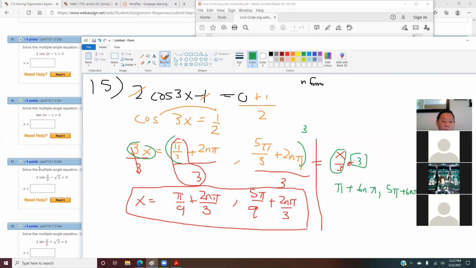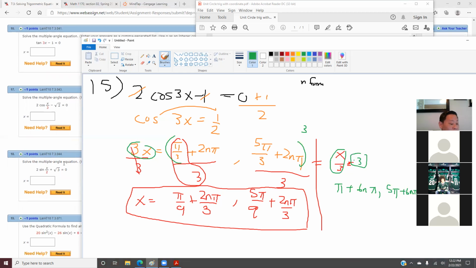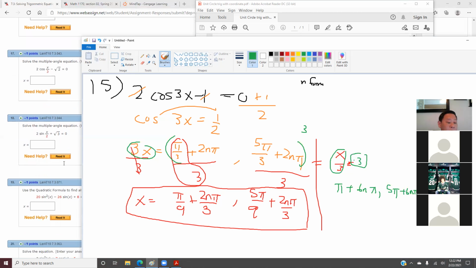This only works when you have what we call multiple angle equations, where your x in this case is 3x, or x over 3, or x over 2. This is called multiple angles. Questions?